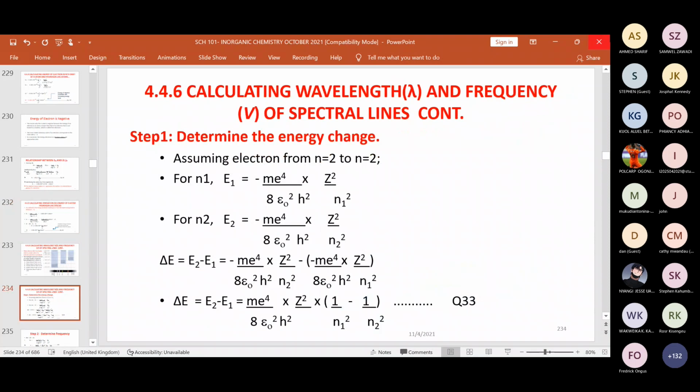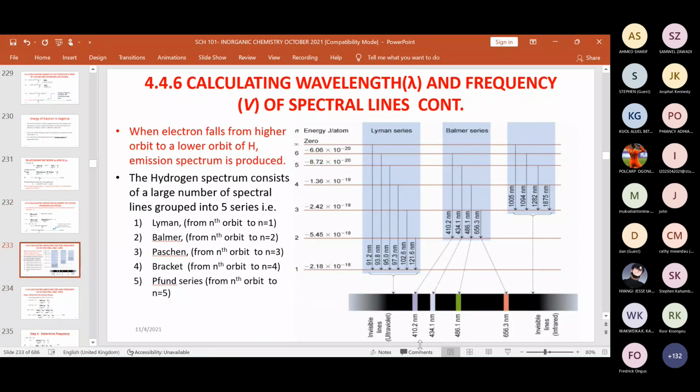And why is the unit joules per atom and not joules only? It is energy. You see, we are talking about the electron in a single atom. We are not talking about many atoms. That's why it is per atom. But if you're talking about a mole of a particular element, you will need to multiply it by Avogadro's number.